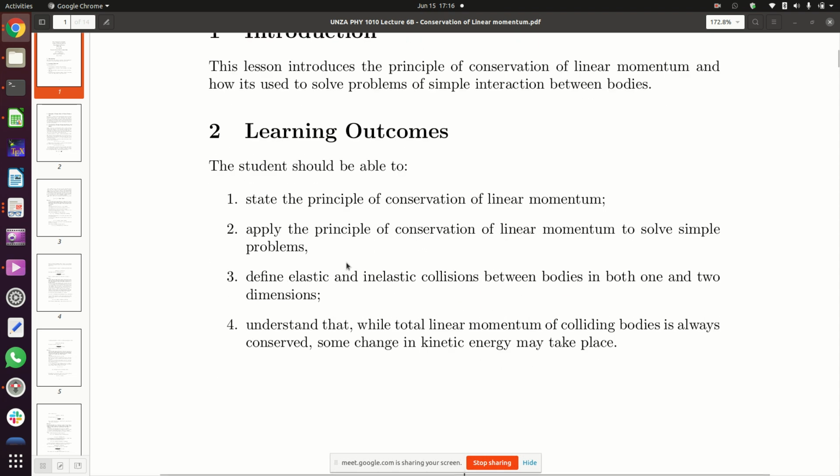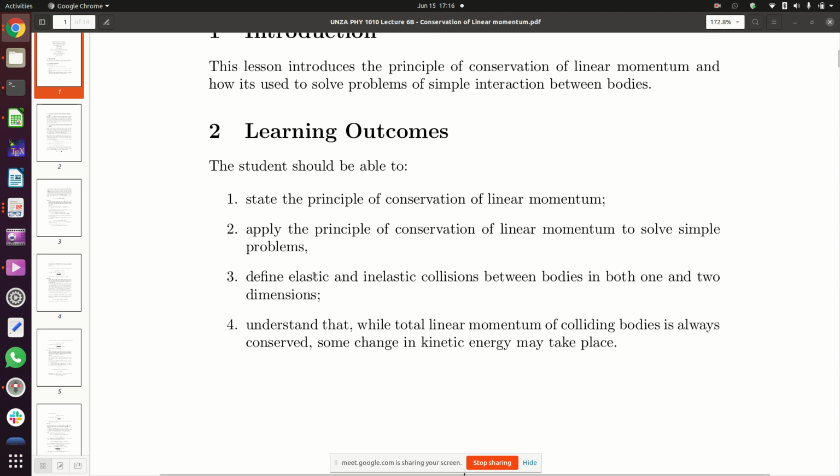So, some objectives: you should be able to state what the principle of conservation of linear momentum is. Then you should also be able to apply this conservation of linear momentum principle to solve certain simple collision problems. That's what you're interested in. We are going to see that there are two types of collisions which you're interested in. There is something called elastic collisions, and there's something called inelastic collisions.